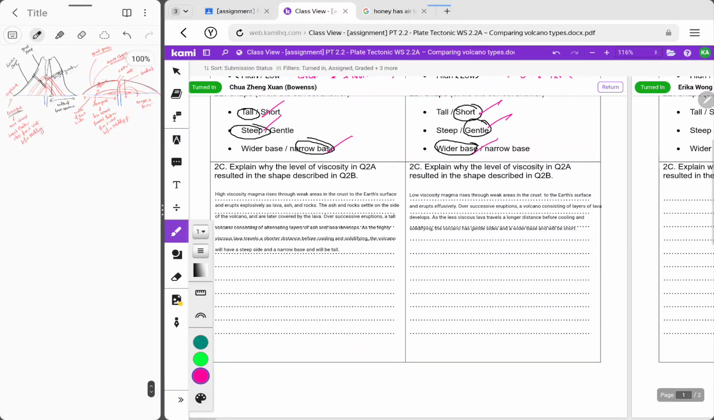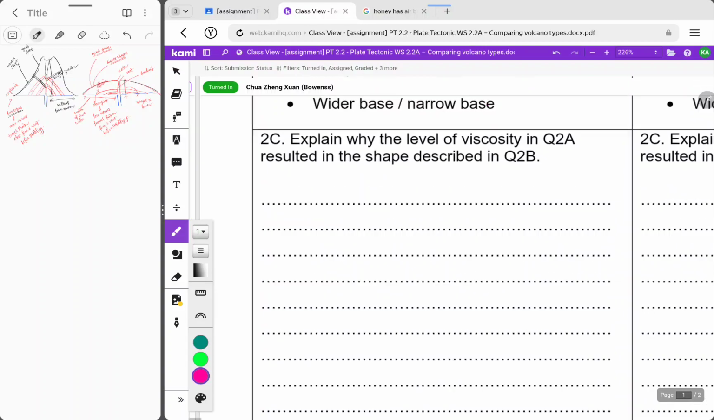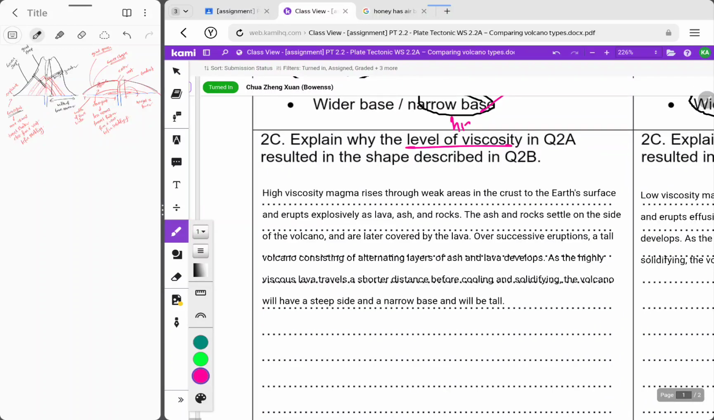Let's take a look at the description. Explain why the level of viscosity in a stratovolcano, high viscosity, can lead to this kind of shape. It erupts explosively with lava, ash and rock, which settle on the side of the volcano. Very good. On top of that, highly viscous lava travels a short distance from the vent before cooling and solidifying. These are the key points that you need.